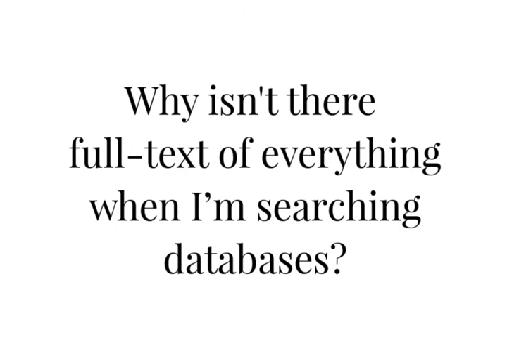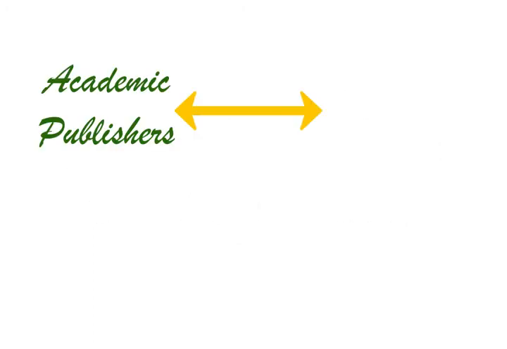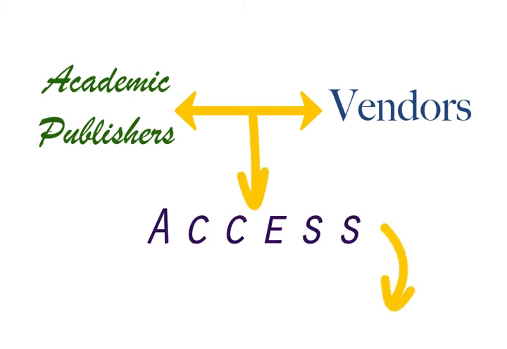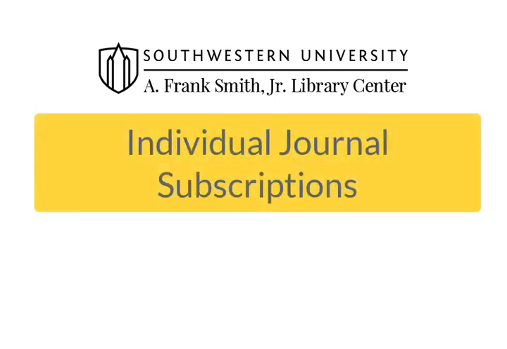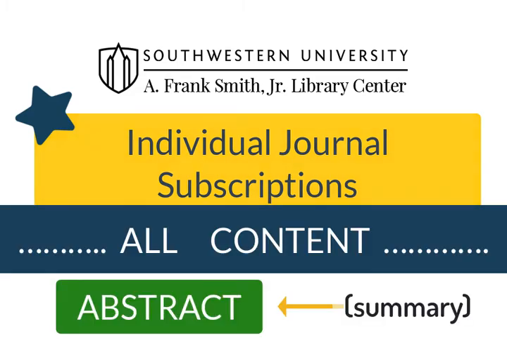One of the most frequent questions we get is, why isn't everything available in full text? Well, academic publishers work directly with vendors and negotiate levels of access to their content. This means permission has been given for their articles to be searchable and available to read online through library research databases. Our library also supplements database content with individual SU journal subscriptions for important titles in our library. Some journals we have access to all content from the beginning of publication. Some journals we only have access to the abstract.